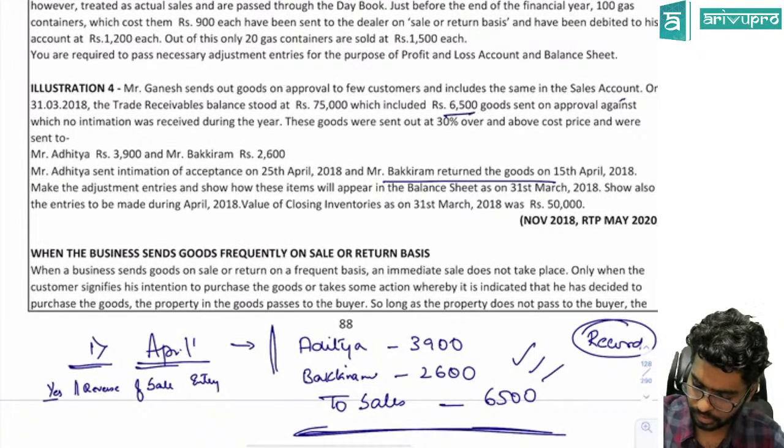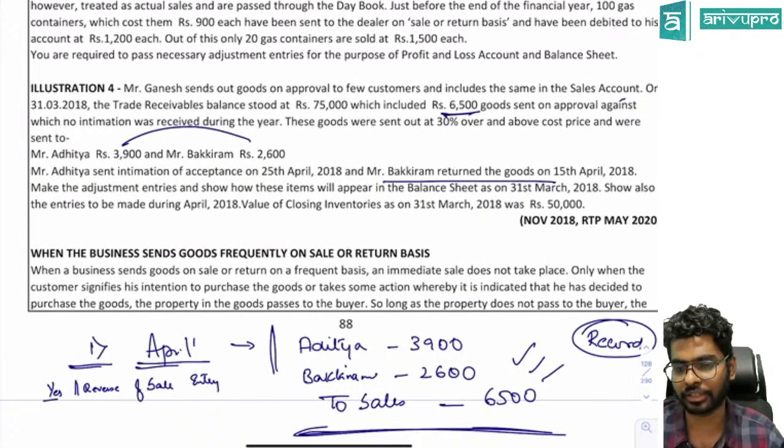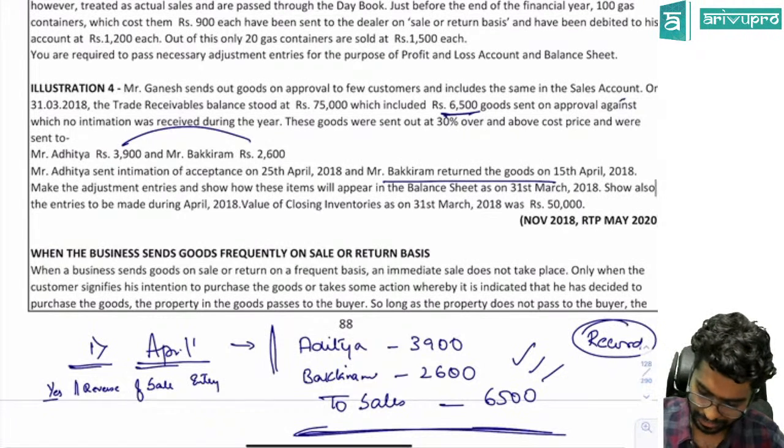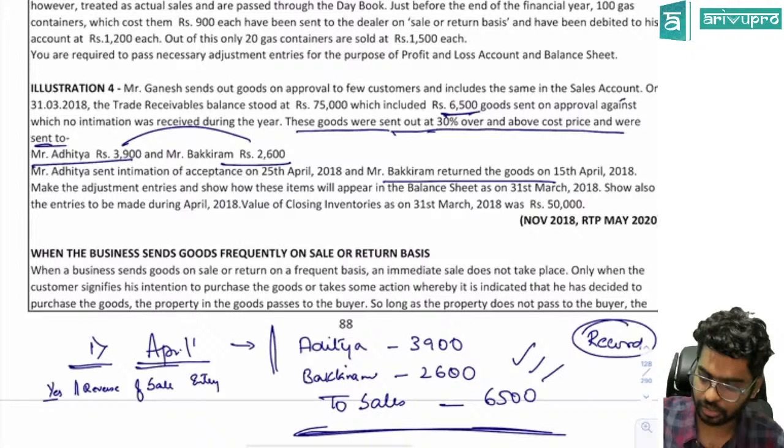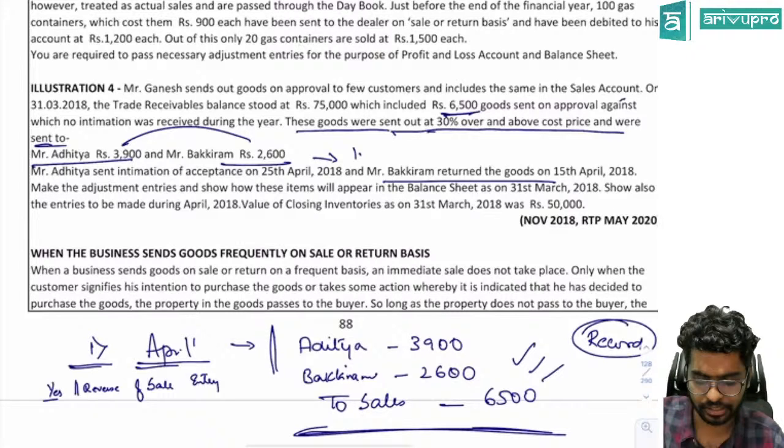Here it is 6,500, here it is 6,500, and they are saying that these goods were sent at cost over which were 3,900. So there is enough clue that it is at the invoice price.